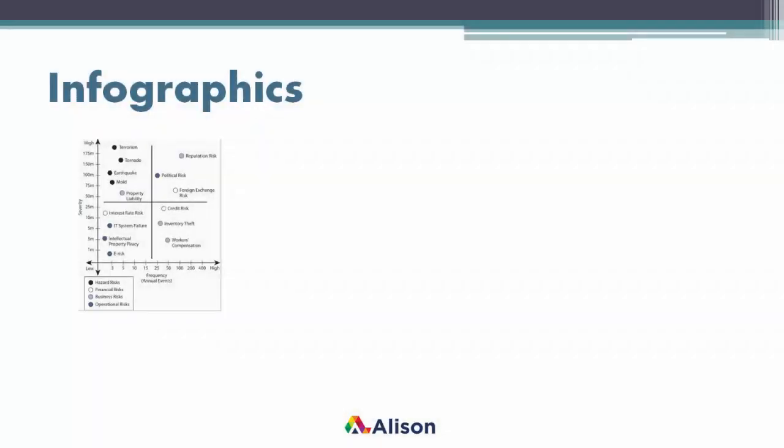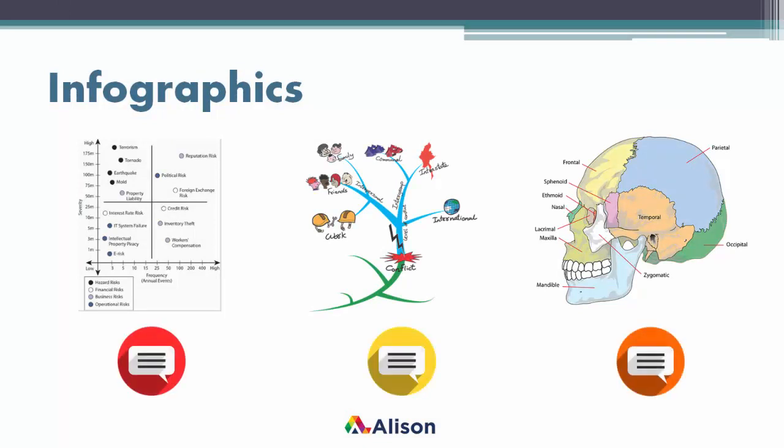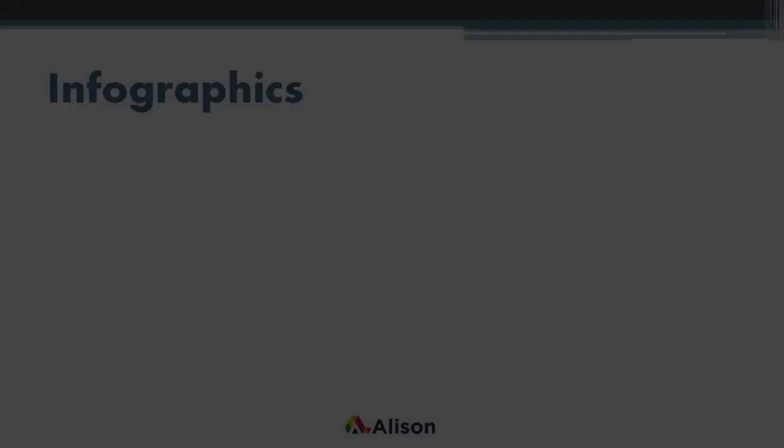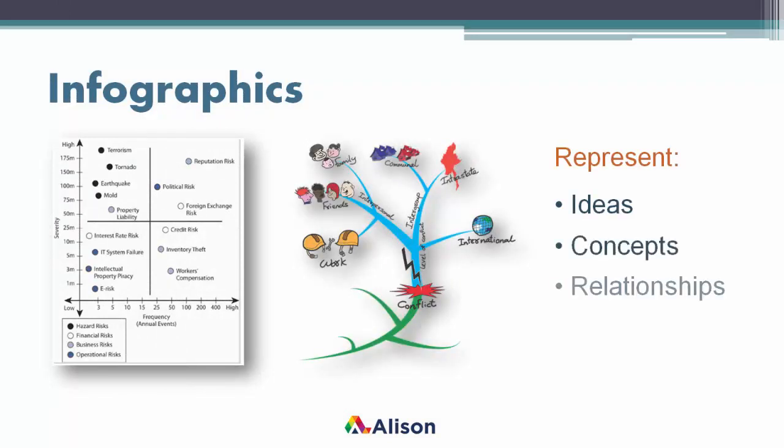Graphic representations, such as matrices, maps, and diagrams, can effectively illustrate information and data. However, always include a legend or text explanation with such media. A matrix, conceptual map, or tree diagram can be used to represent ideas, concepts, and relationships.